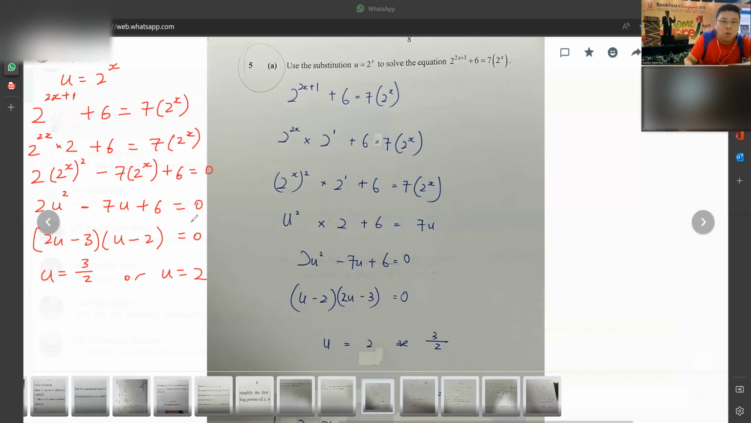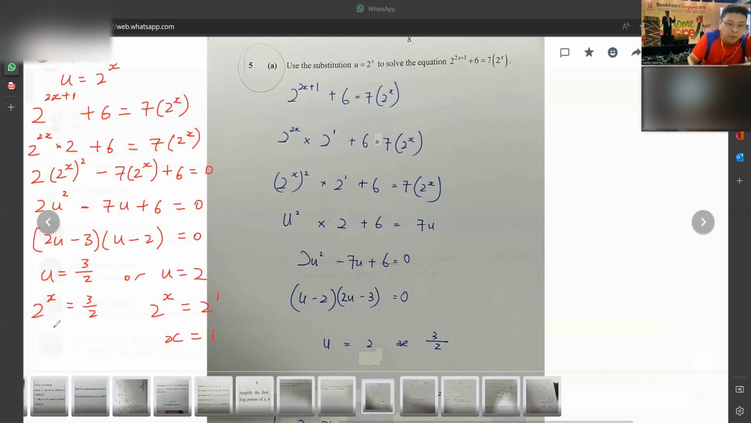When you solve this kind of question, you don't stop here. Students sometimes stop here and move on, thinking they solved the question already. But they forget they need to sub it back. So 2 power x is 3 over 2, or 2 power x is 2, which is 2 power 1, so x equal to 1.